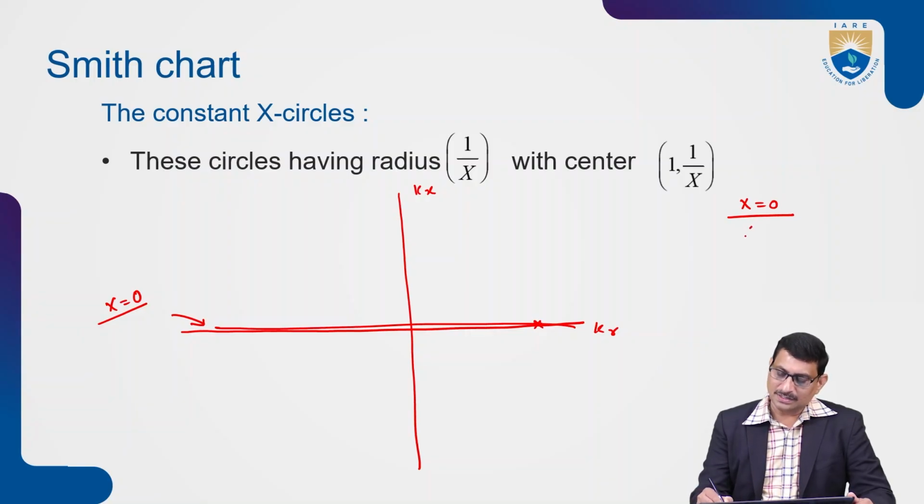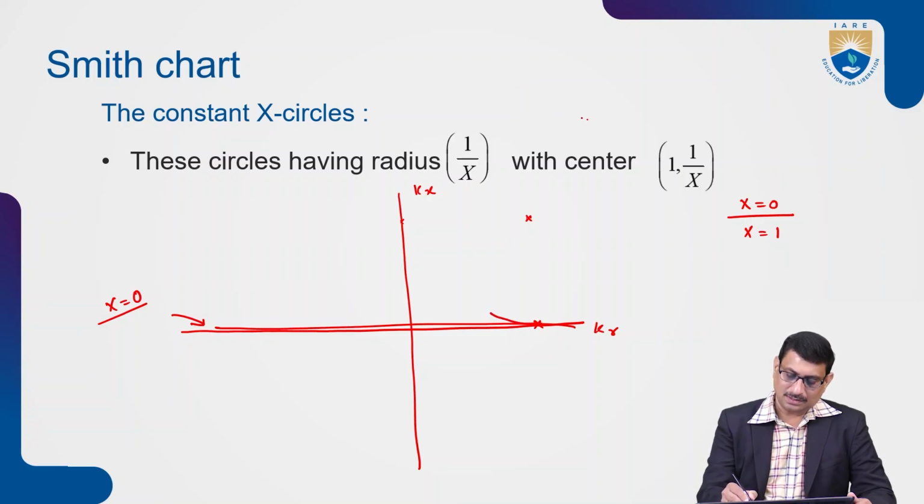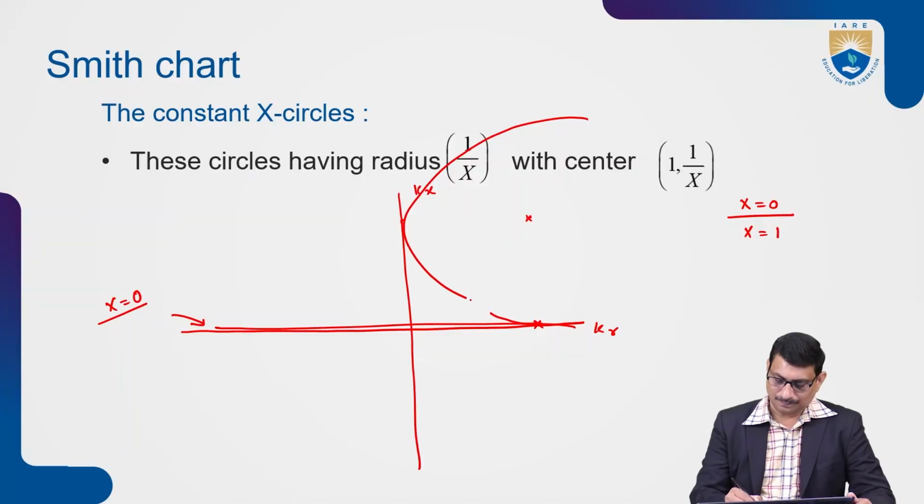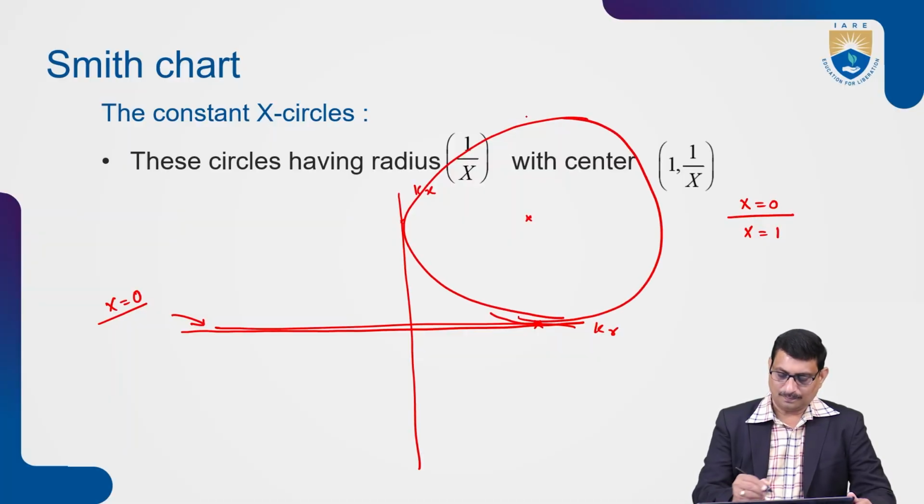And I will consider x is equal to 1. If x is equal to 1, the center is at 1 comma 1, and the radius is again 1. So I may get a circle like this. This is x equal to 1, and it is passing through the point 1 comma 0, because the center is 1, 1, so it passes through this point.